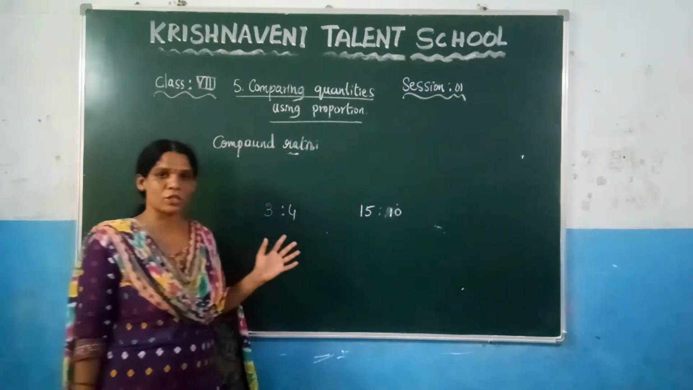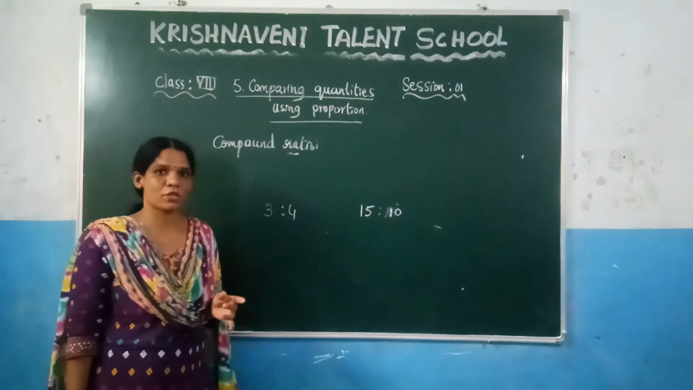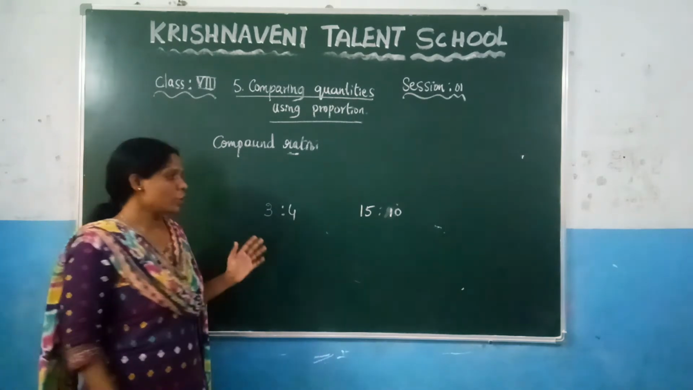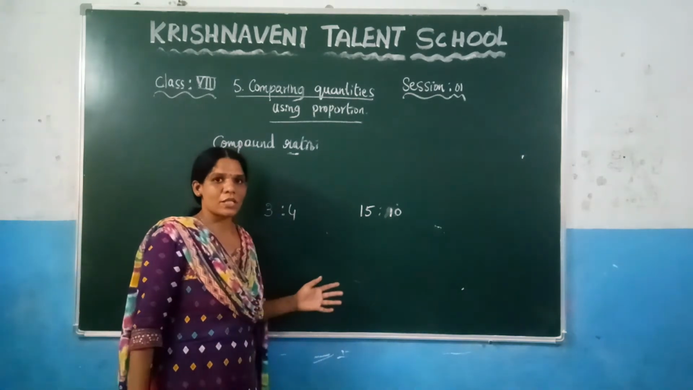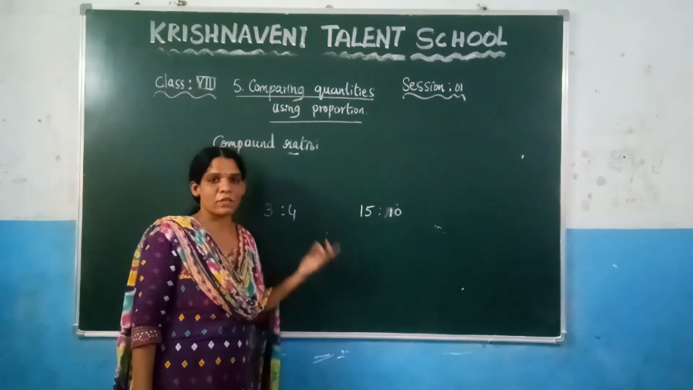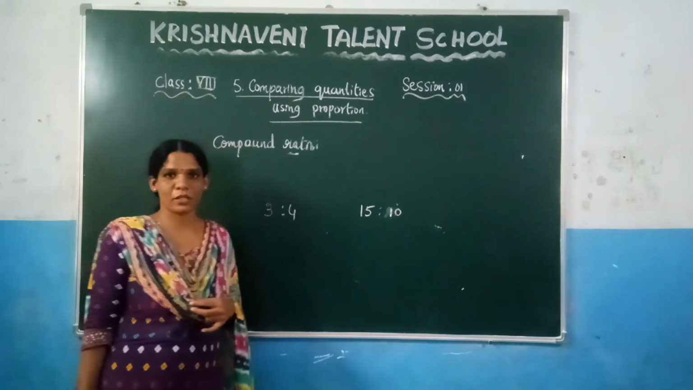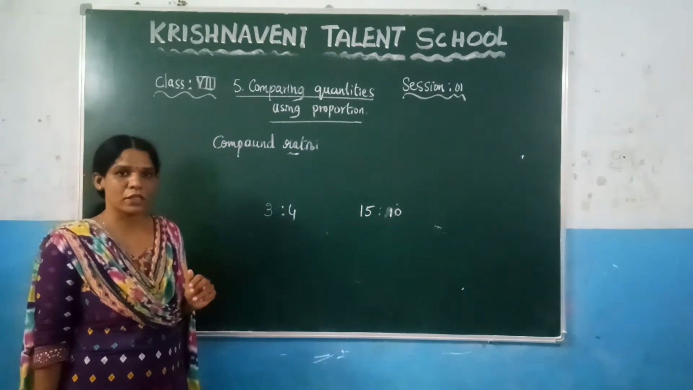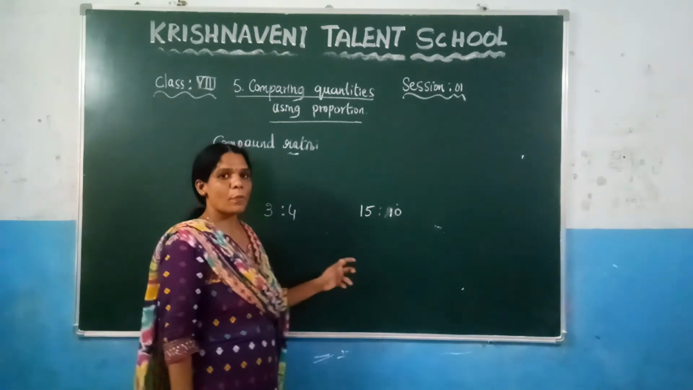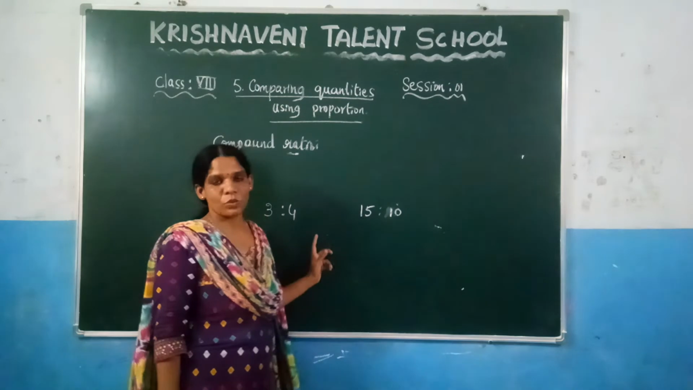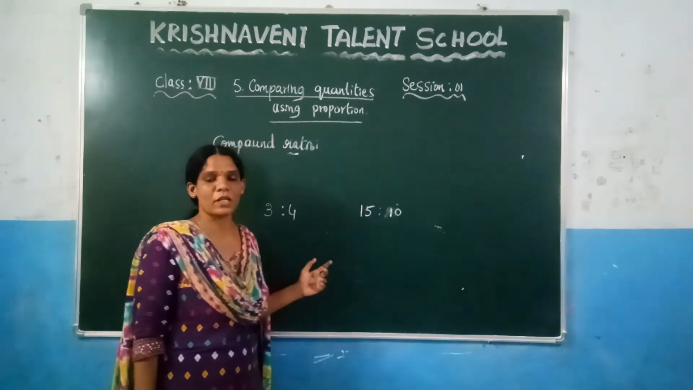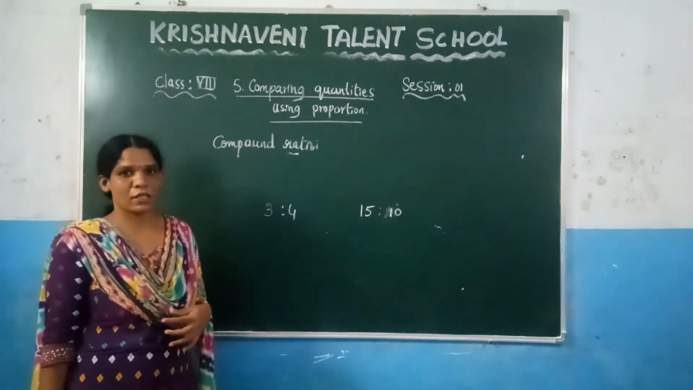Here we got two ratios. By using these two ratios, we cannot find it directly. So you need to combine these two ratios such that you will get one ratio, that we call a compound ratio. So if you want to find the compound ratio, what do we need to do? You need to take the product of the antecedents and the product of the consequents, so that you will get the compound ratio of the given ratios.